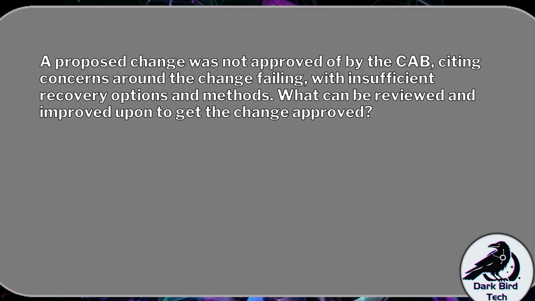Moving along. A proposed change was not approved by the CAB. Now, if you can't remember, what the hell's a CAB? Change Advisory Board. The people that decide whether a change is approved or not. Alright, so restarting that sentence. A proposed change was not approved by the CAB, citing concerns around the change failing with insufficient recovery options and methods. What can be reviewed and improved upon to get the change approved? When a CAB rejects a change, it's not an outright you can never do this. It's more a case of finish your homework properly, plan this out properly.